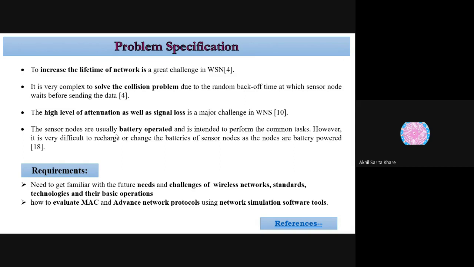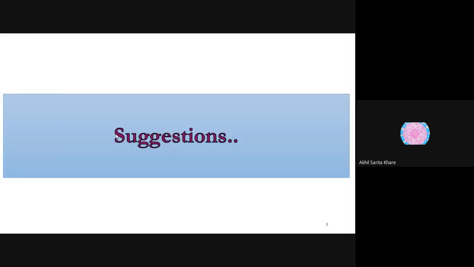Third, the main objective: a high level of attenuation as well as signal loss is a major challenge in WSN. WSN nodes are battery operated and initiated to perform a common task. However, it is very difficult to recharge and change the battery of a sensor node. The requirements are to be familiar with the future needs and challenges of wireless networks, standard technology and their basic operation, and how to evaluate the MAC and advanced network protocols using simulation tools. I have already referred to around 7 to 8 models, and I welcome your suggestions.